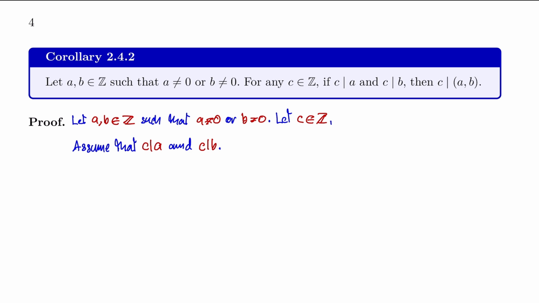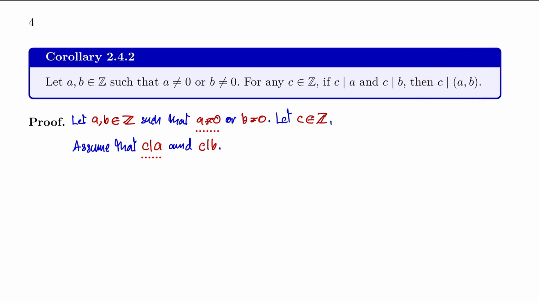a and b. Okay, this seems to be quite obvious, right? When c divides the two numbers, c must divide the greatest common divisor of these two numbers. That means that c is one of the factors of a and b, so c must divide the greatest common divisor of a and b. Okay, so how can we prove this?